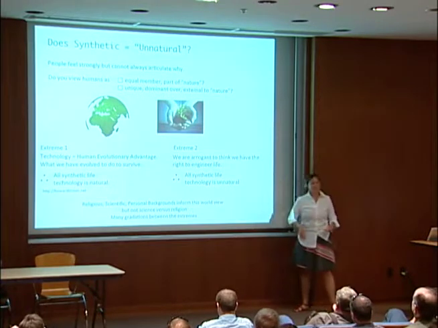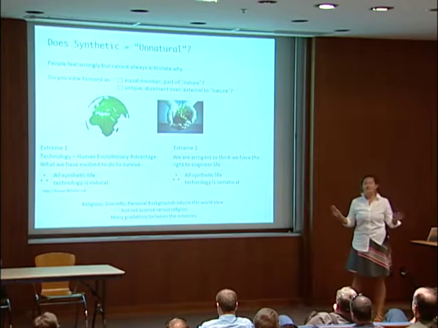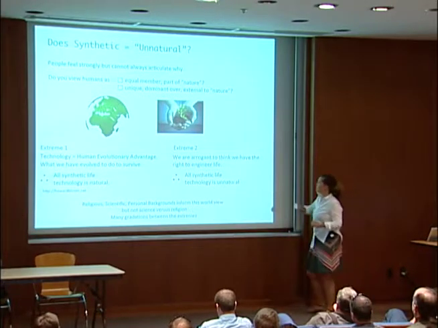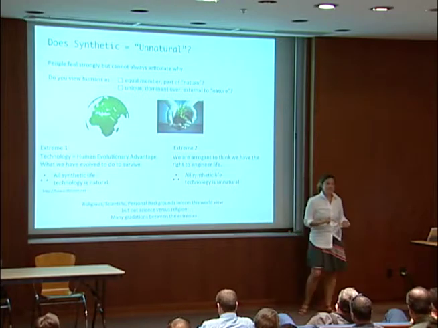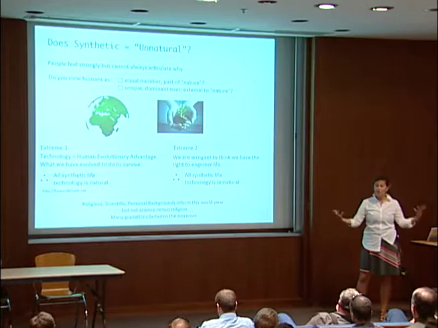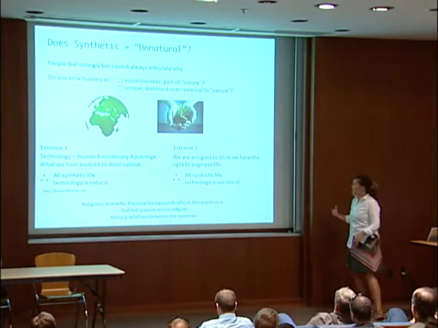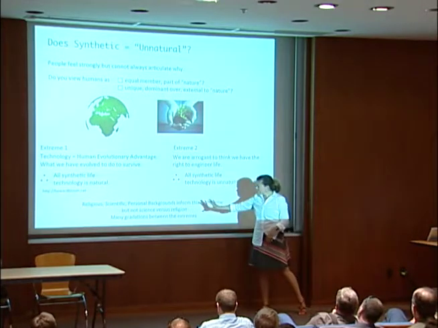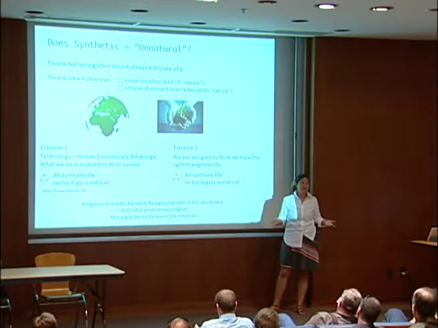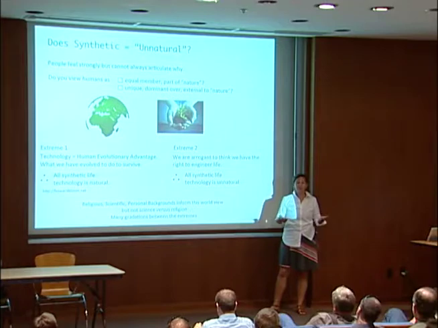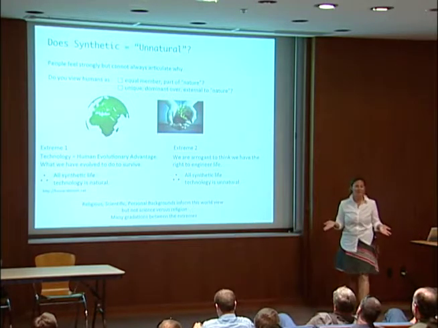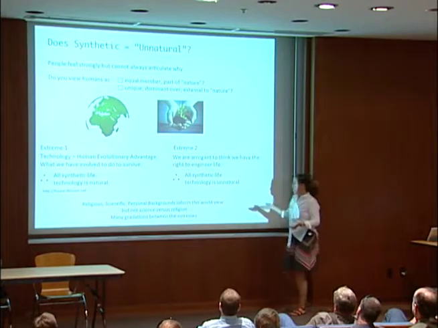The other extreme says we are arrogant and we have no right to engineer life, right? And therefore, all synthetic life technology is unnatural. There's actually some value in considering both of these sides. And there is a point here, right? I mean, we do tend to be arrogant, and if we ever do cause our own extinction, I'm sure our arrogance will probably play a big role in that.